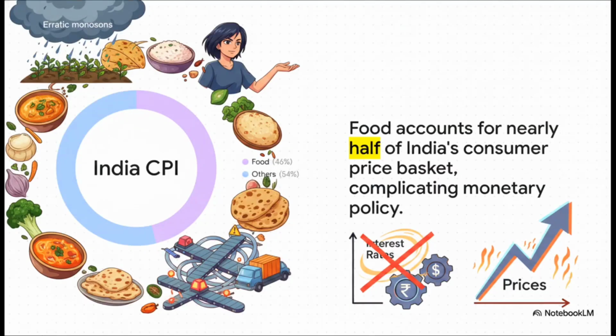So the big question is, why is the RBI's job so much more complicated? Well, this chart here tells you a huge part of the story. Food items make up almost half of India's entire consumer price basket. Now remember, raising interest rates is a tool to control demand. It can't fix a bad monsoon, and it can't fix a supply chain problem, which are often the real reasons for high food prices in India.